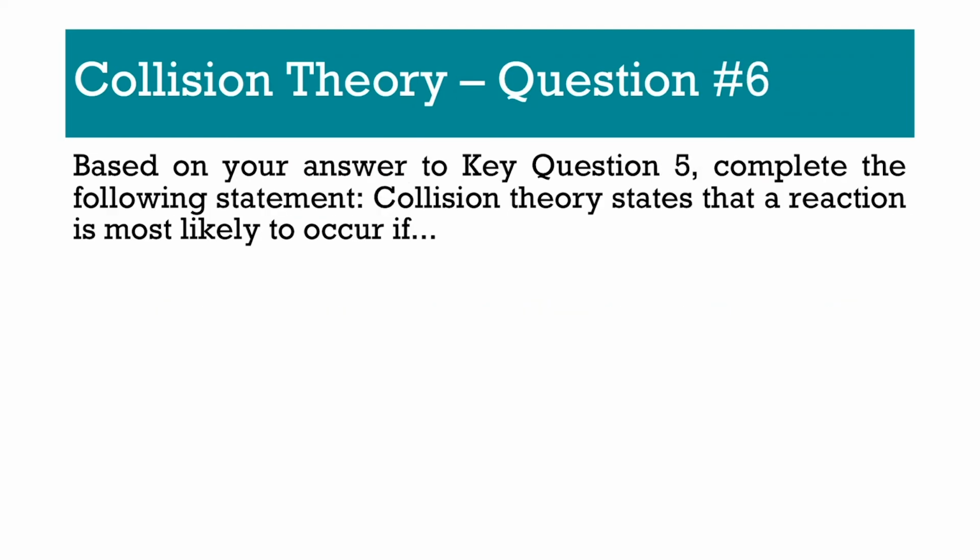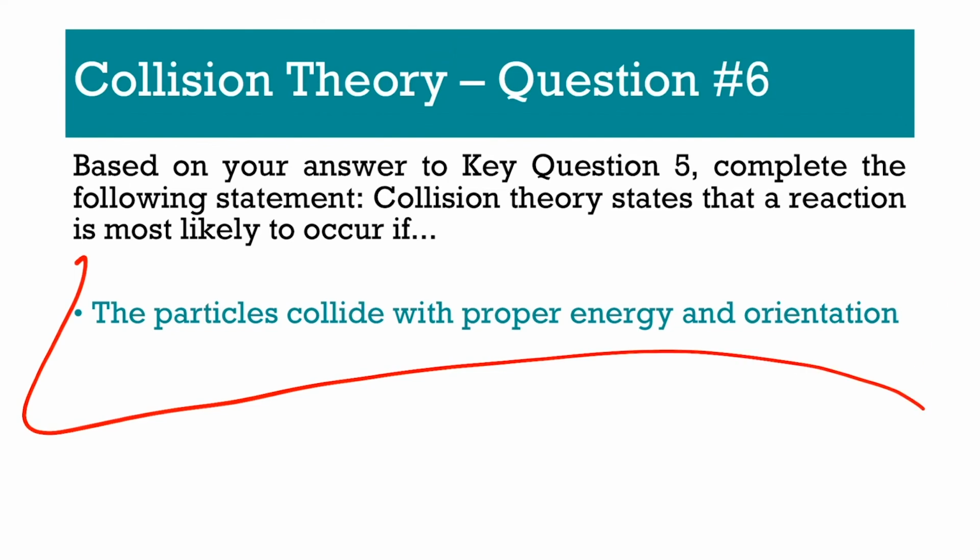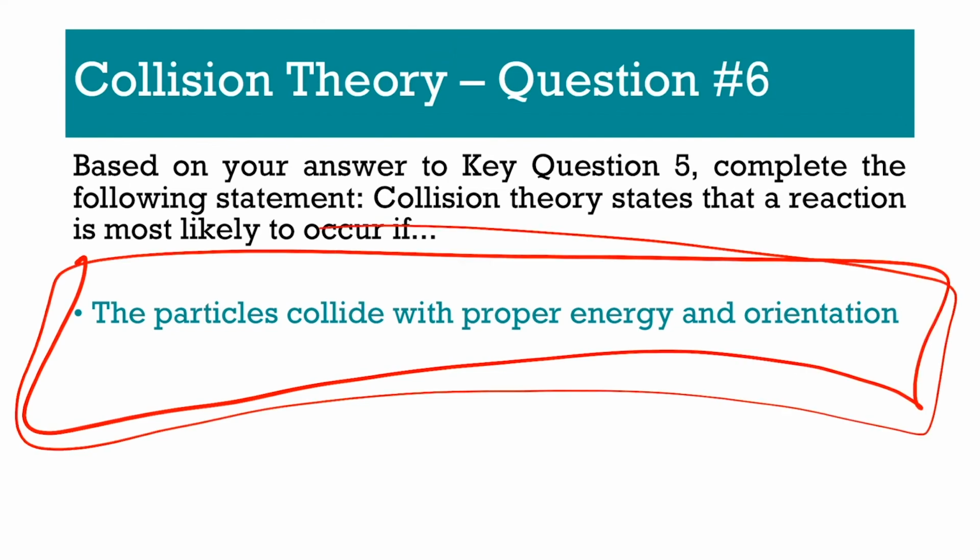So, last question, number 6. It says, complete the statement. Collision theory states that a reaction is most likely to occur if the particles collide with proper energy and orientation. So this is the answer to literally every single collision theory question. The things have to collide with enough energy and with the proper orientation, meaning they have to hit each other in a very specific way. So you guys will see practice questions with that on tomorrow's practice question set, as well as the Castle Learning. But for collision theory, that's it.